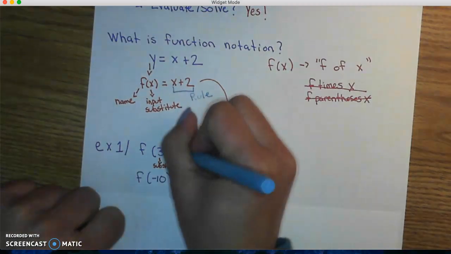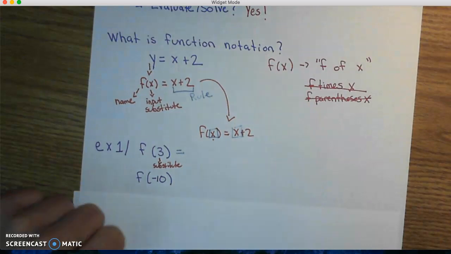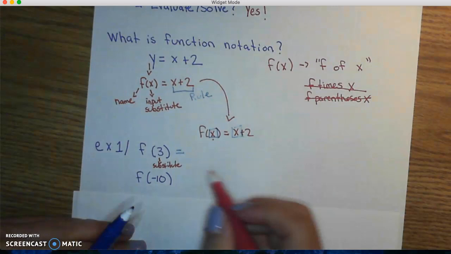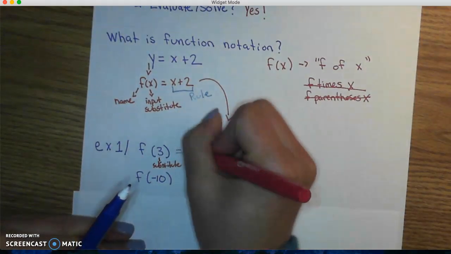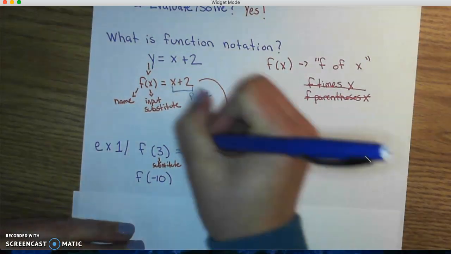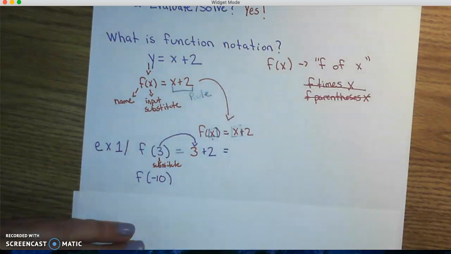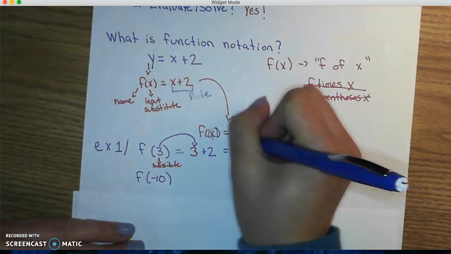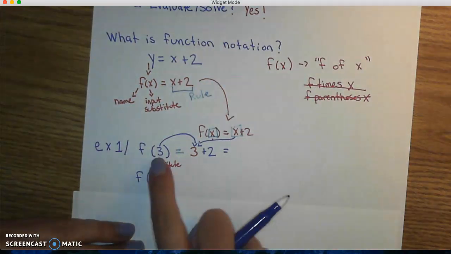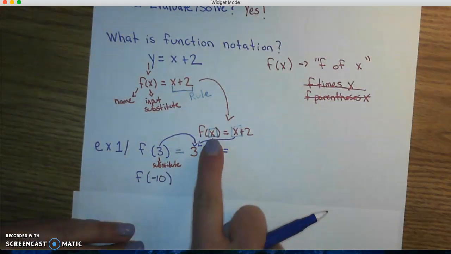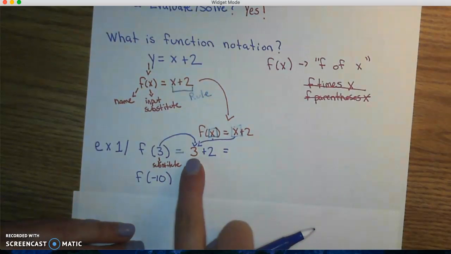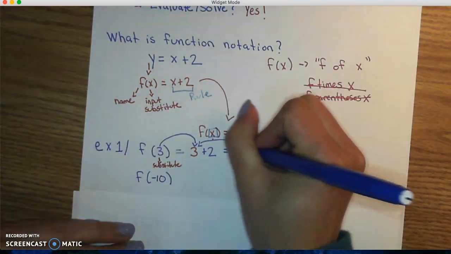So this equals, let me get the blue pen. What's x? X is 3 plus 2, because I'm substituting the 3 for x. All I'm doing is taking what's inside the parentheses. It was x, so it was x. Now it's 3, so it's 3. 3 plus 2 is 5. Done.